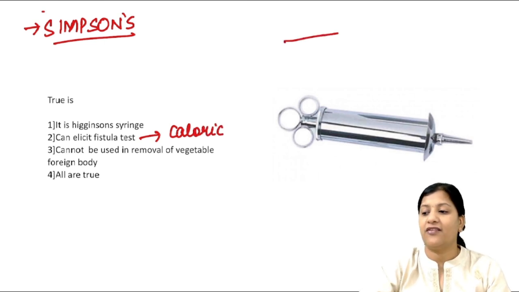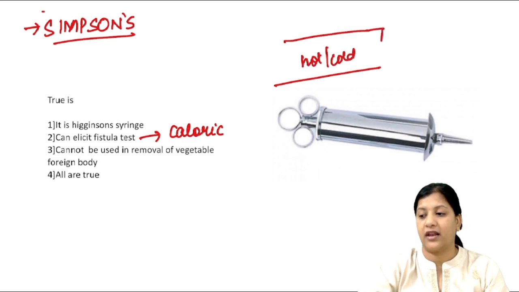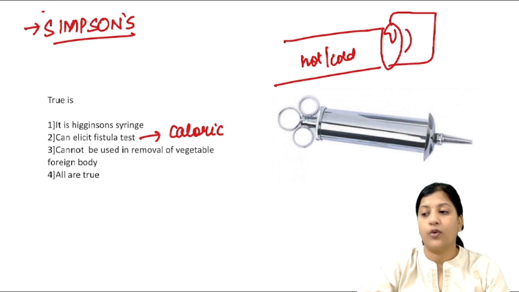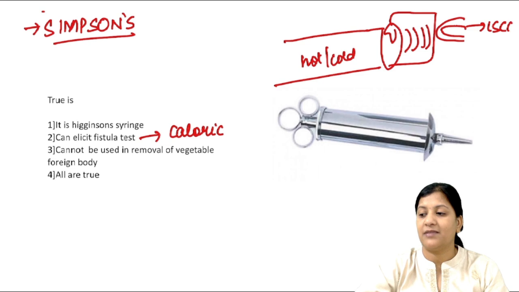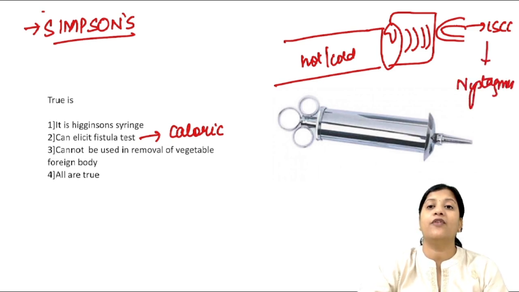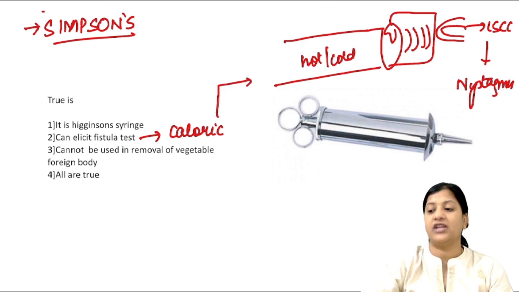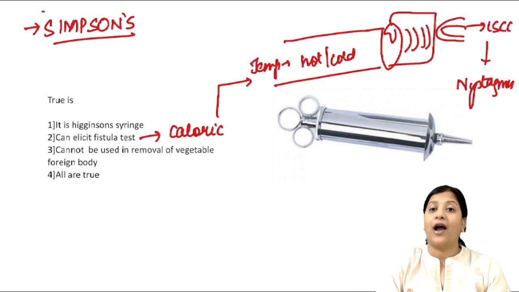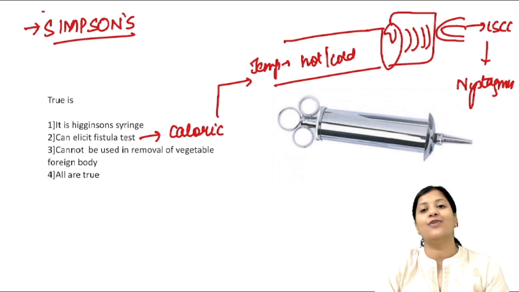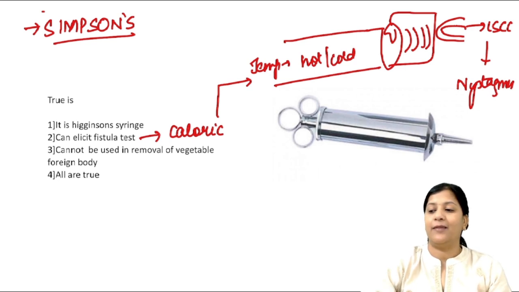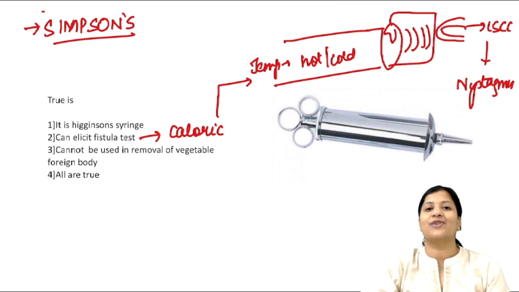With this instrument, if I irrigate hot water or cold water in the external auditory canal, the thermal currents will go to the middle ear. And if the thermal current stimulates the lateral semicircular canal, the patient will experience nystagmus and vertigo. So this test is called caloric test, where temperature changes are used for eliciting the vertigo and nystagmus. And how do we do the temperature changes? By using warm and cold water with the help of this syringe, which is called the Simpson's oral syringe.